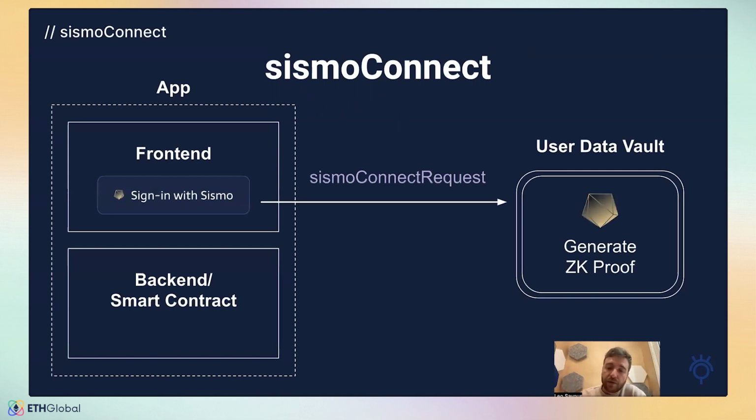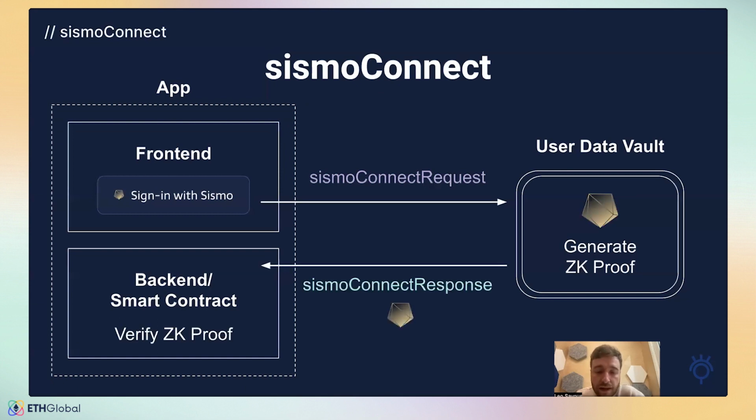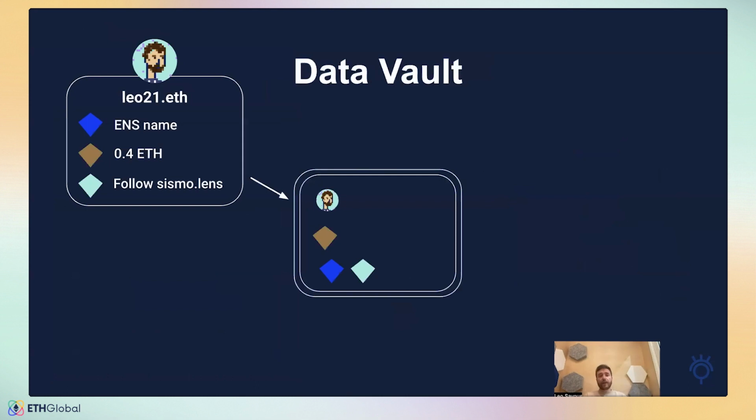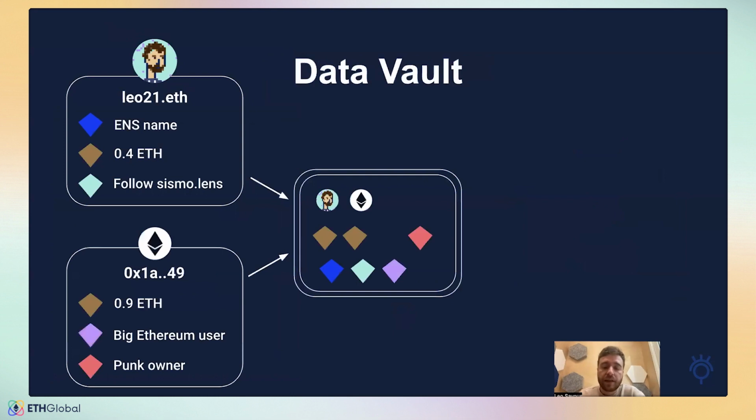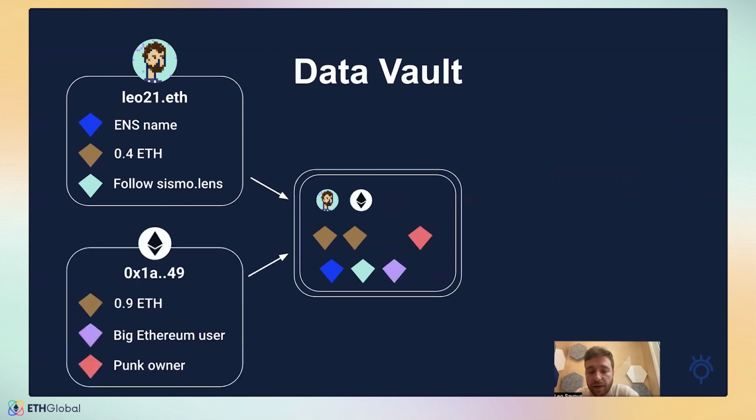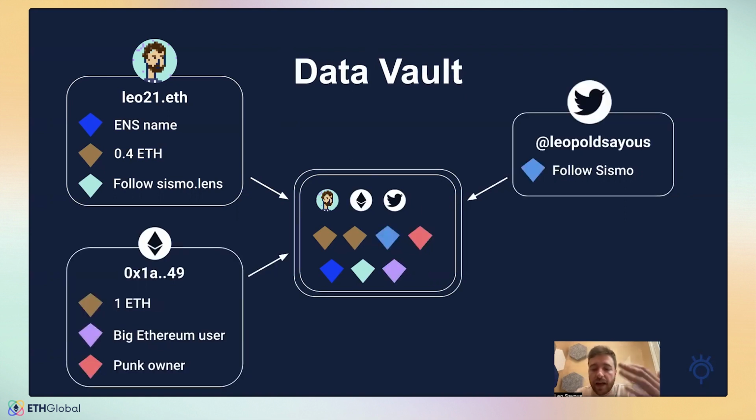You will generate the ZK proof of the data requested directly inside your browser, and you will send this response back to the application, which can then verify it in a backend or in a smart contract, so either off-chain or on-chain. What is interesting here in the data vault is that when you add your address, the data vault can infer all the data you own associated to this data vault. So for instance, here we can see that we have this data gem inside that grows the more you add accounts inside it.